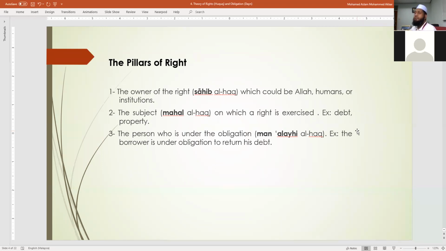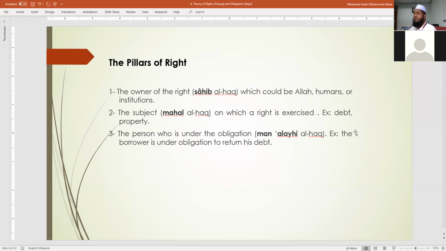The second pillar is mahal al-haq, meaning where exactly the right can be practiced or exercised. The first one is the person who is the owner of the right. For example, Allah is the owner of the right, meaning I have to pray. Allah has the right that He can ask me anytime to pray for Him. Why? Because He is the one who created me.